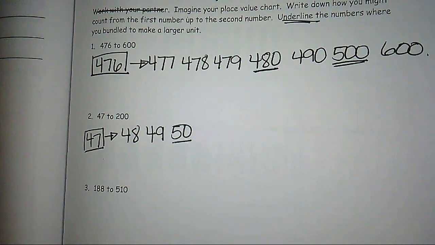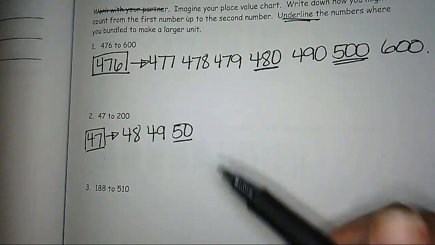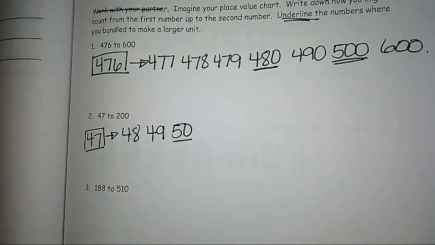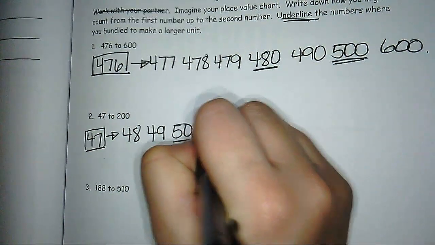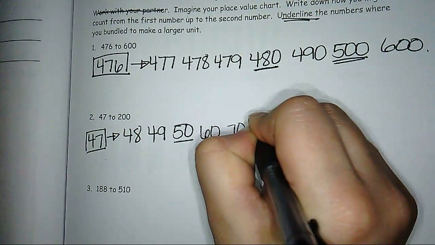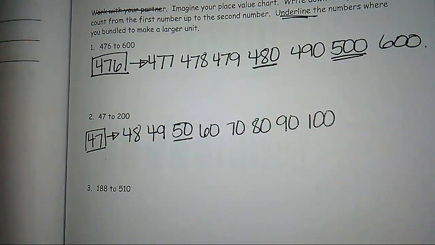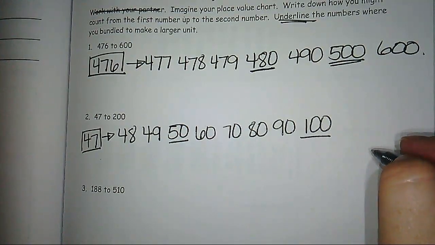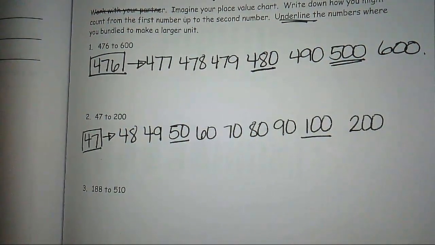Now, let's continue counting. Would I count by ones, by tens, or by hundreds? If you said by tens, kiss your brain. I go 60, 70, 80, 90, and 100. I stop there because I get to a new benchmark number. And I go to 200.